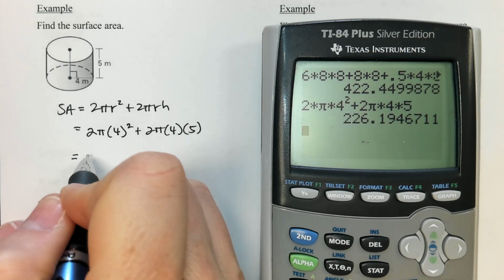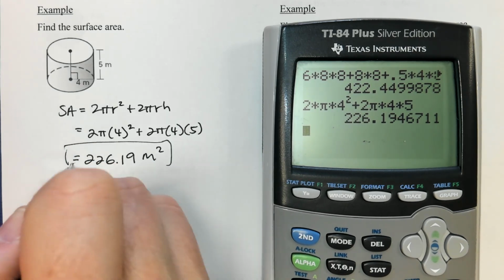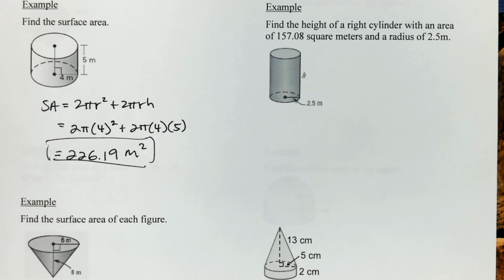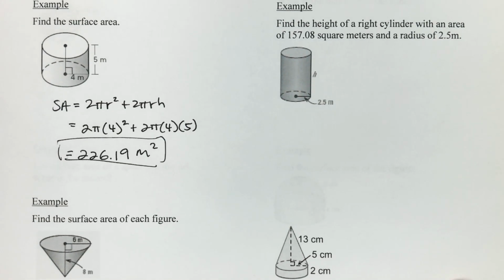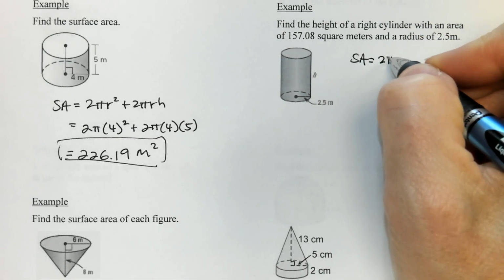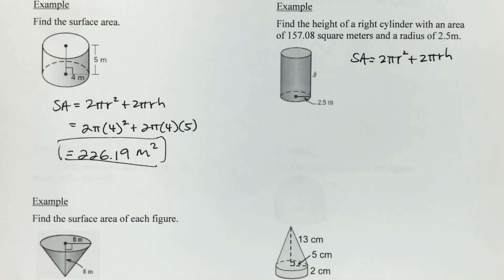This looks like my surface area is about 226.19 meters squared. Next one says, can you find the height of a cylinder that has a surface area of 157.08 and a radius of 2.5? So I'm going to write out my surface area formula again, which is 2 pi r squared plus 2 pi r h. And we're going to put in all the numbers that we already know.